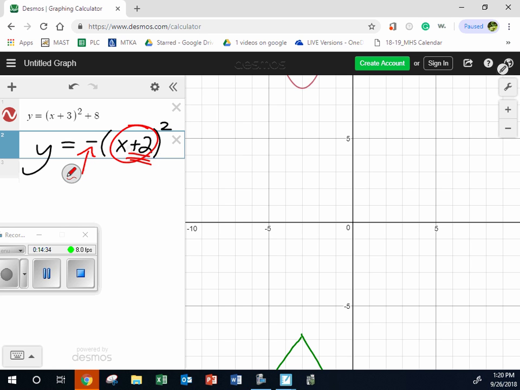The official word is not flip. Does anybody know the official word? Reflection. Very good. It's a vertical reflection. All right. Now, if this was like this, and then it went 2 to the left, and then it gets reflected vertically. How many of you predicted and were correct that it was there?